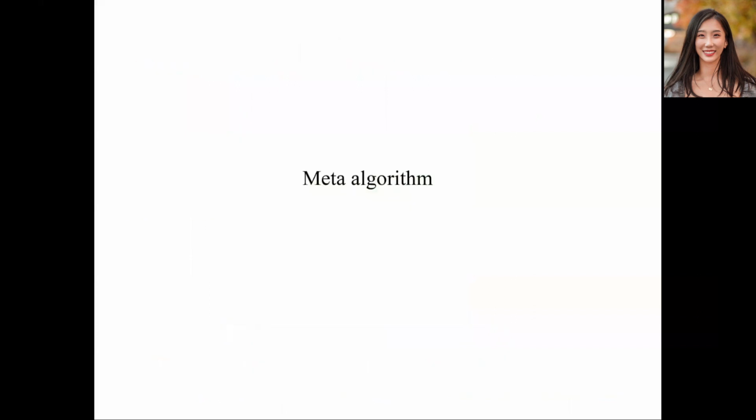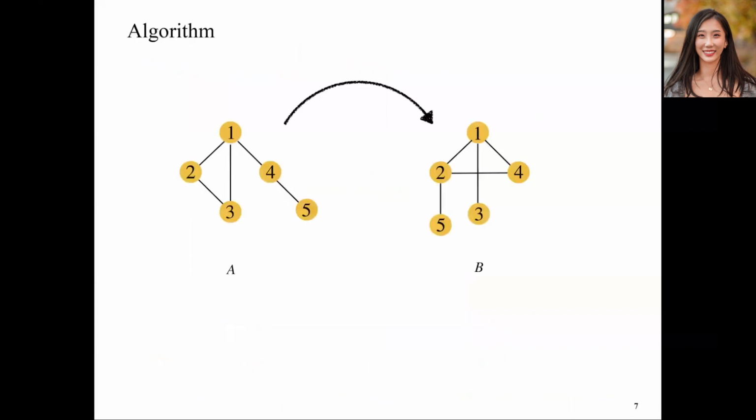Now let me talk about the algorithm. Let's look into the toy example where each network only has 5 nodes. For simplicity, let's just label the nodes using 1, 2, 3, 4, 5. The goal is we want to develop an efficient algorithm that can map the nodes from A to B so that we can identify the same user across the 2 networks.